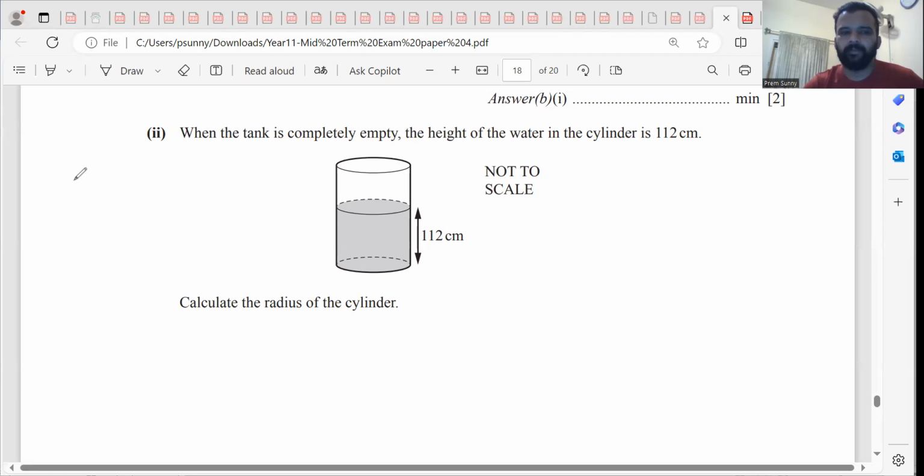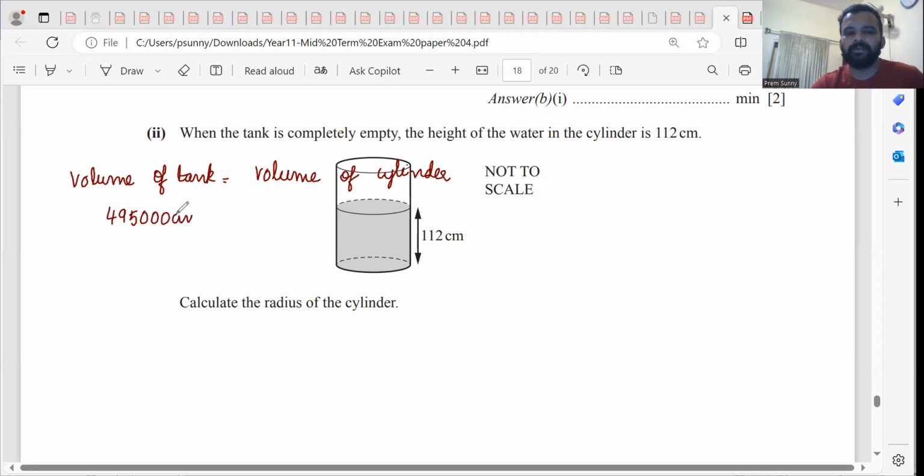Now we'll write here volume of water tank, which is a cuboid, is equal to volume of cylinder. I can see that the height is given in centimeter, so volume of the tank, I will write it in centimeter cube. If you remember, our volume of the tank was 495,000 centimeter cube. Now volume of a cylinder, we know the formula, it is pi r square h. We need to find out the radius. The height is already given there.